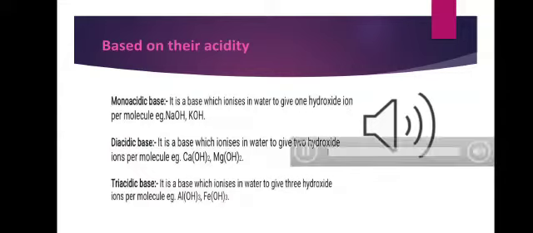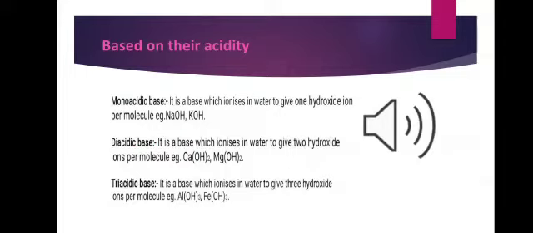Now, on the basis of acidity, first, the acidity of a base depends on the number of hydroxyl ions it contains. It also depends on the number of hydrogen ions with which a base can combine, as one hydrogen ion combines with one hydroxyl ion. It's usually of three types: monoacidic base, diacidic base, and triacidic base.